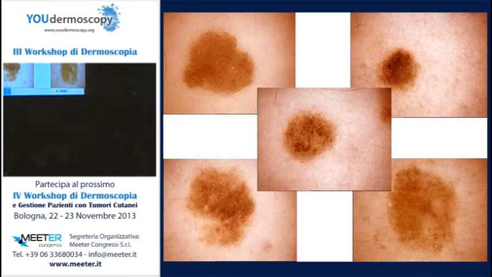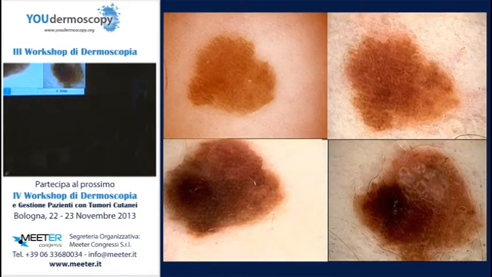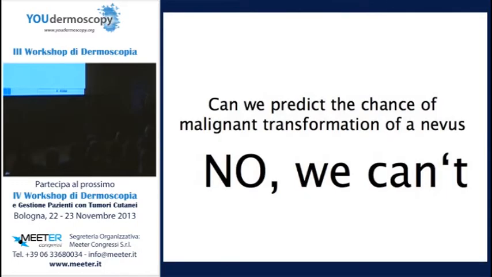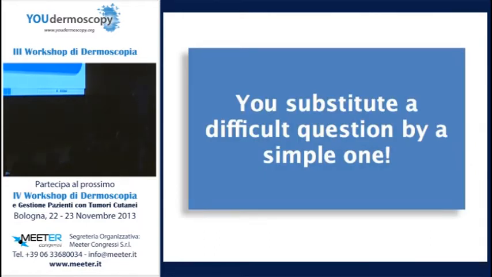So you didn't vote, because maybe you don't know which lesion developed into melanoma. Now you should see the solution. It's the left upper lesion. Now, what was the mistake you made? Can we predict the chance of malignant transformation of a nevus by morphology? No, we can't.